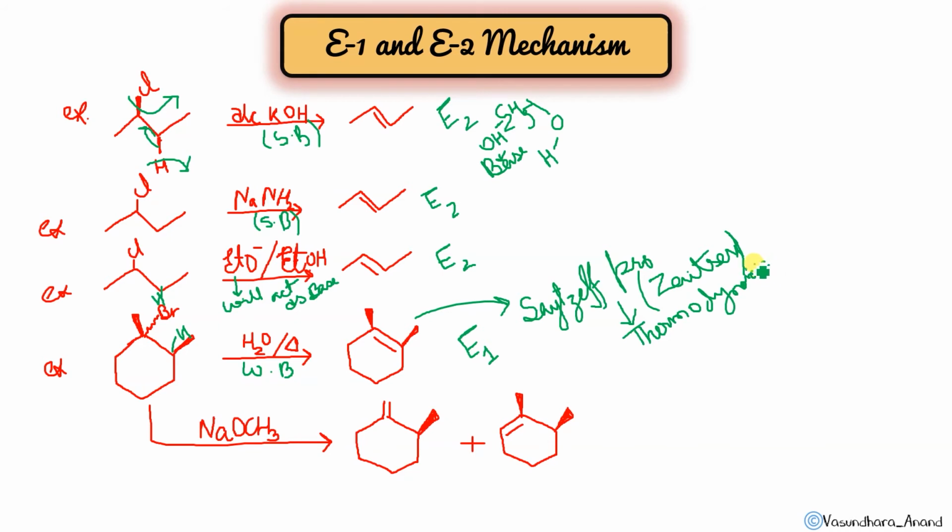Thermodynamic product. Okay. Now, with the same reactant, but I have changed the reagent. This is the strong base I have taken, isn't it? Sodium methoxide, a strong base. So in the presence of a strong base, what will happen? It will follow the E2 mechanism, and this will give you two different products.